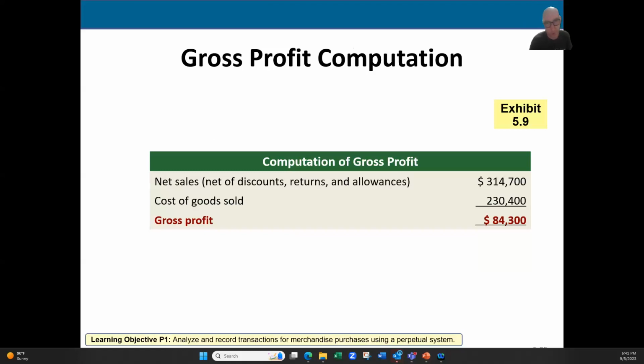One of the biggest things to compute, of course, is gross profit. And you know how to do this. This is an easy formula. Take your net sales, which is net of discounts, returns, and allowances, minus cost of goods sold equals gross profit. Why is gross profit important to understand? Because gross profit tells us the potential of the company to generate a profit.